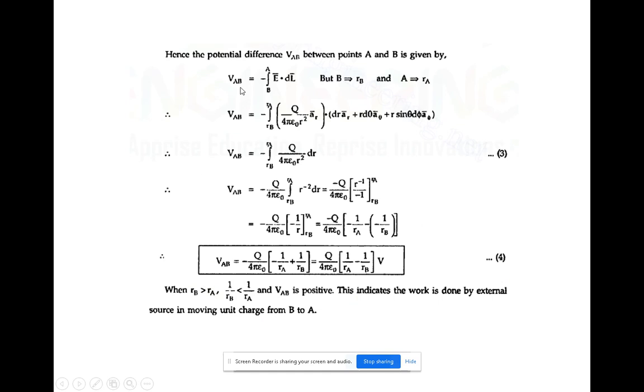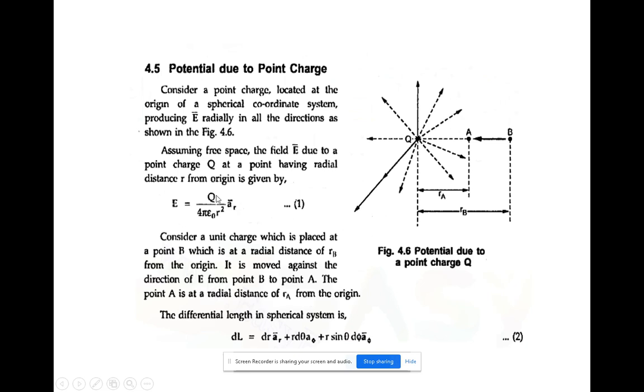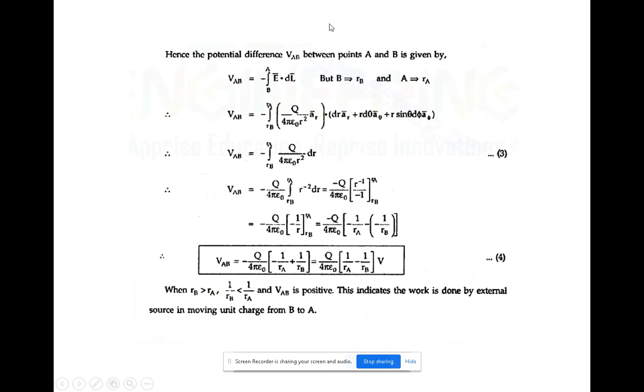So that can be represented as V_AB, another way of writing the potential difference equation: minus the integral from B to A of E vector dot dL vector. We know the E vector, so substitute it as is. Substitute the dL vector as well in this equation.